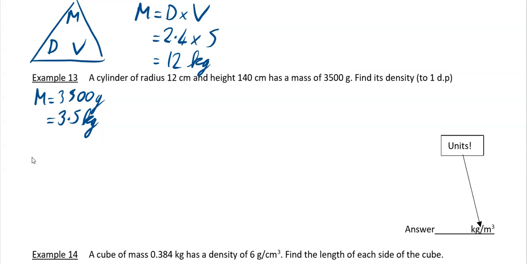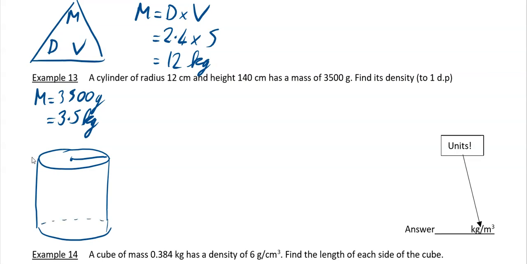So we're going to do a diagram for a cylinder. So for your cylinder, you've got a radius on the top. So there you make a wee cylinder there. There you've got a cylinder. The height of your cylinder is 140 centimeters. If you convert 140 centimeters to meters, you're going to get 1.4 meters.